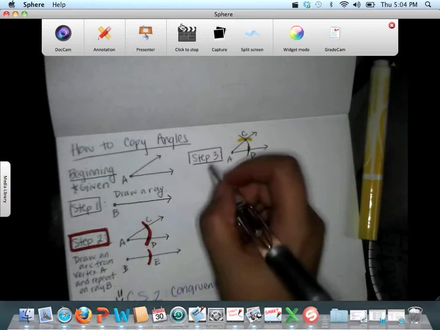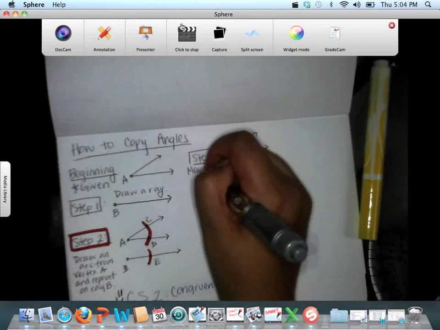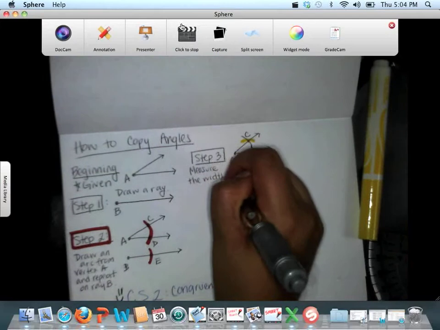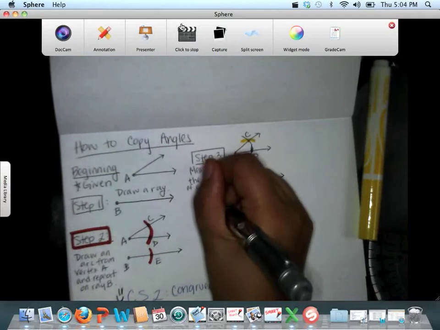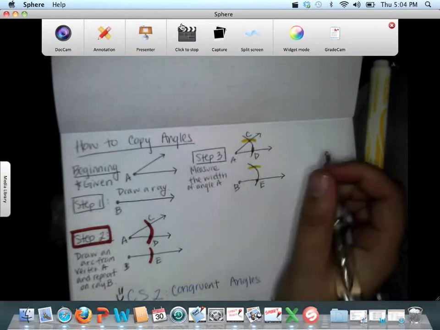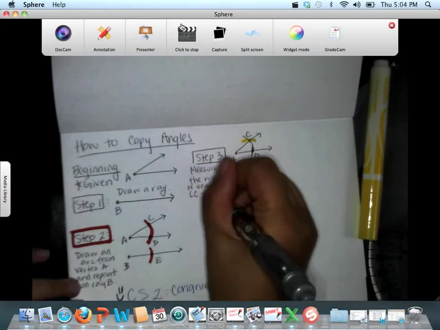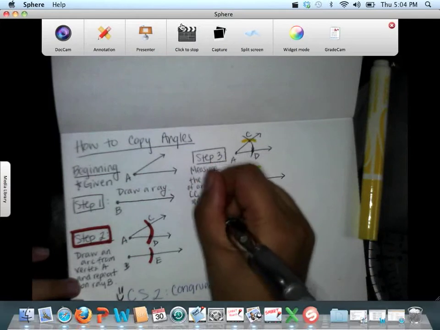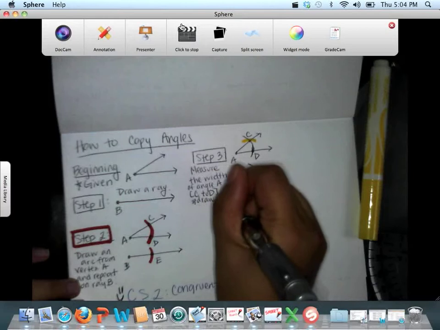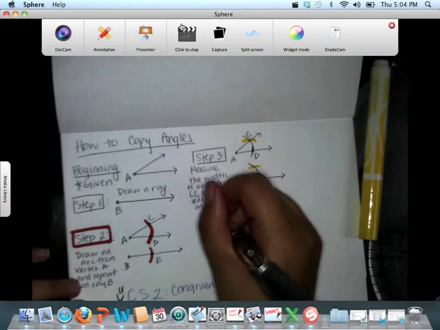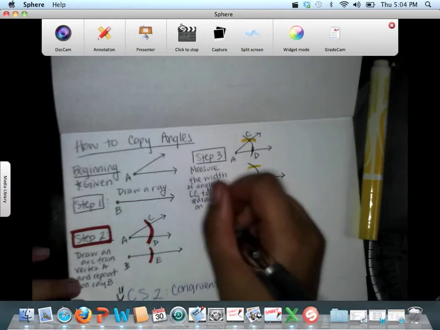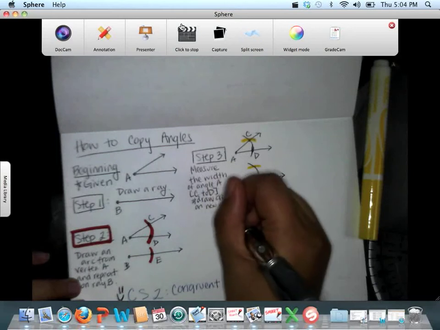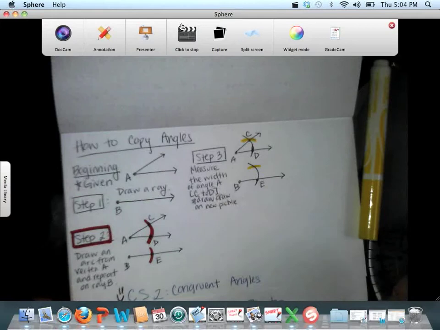So you measure the width of angle A, or C to D, and draw an arc on the new picture, the one that has B.